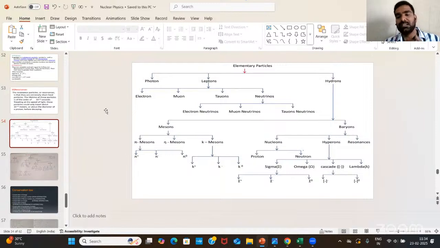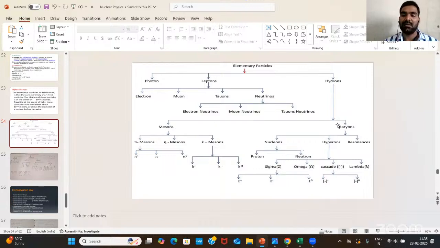So here there is a classification of all these things. Elementary particles are divided as photons, leptons, and hadrons. Photons, we know, are the carriers of electromagnetic interactions. Leptons are again divided as electron, electron neutrino, muon, muon neutrino, tauon, and tauon neutrino. These are the six leptons. Hadrons, groups of quarks, are called hadrons. Hadrons are subdivided as baryons and mesons.